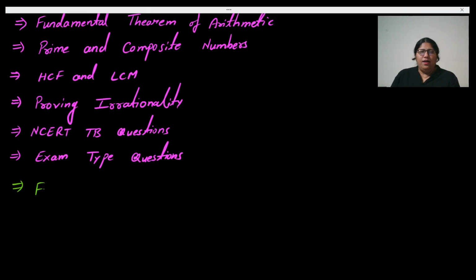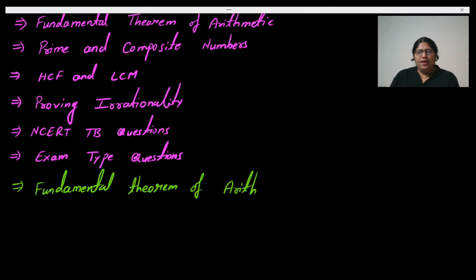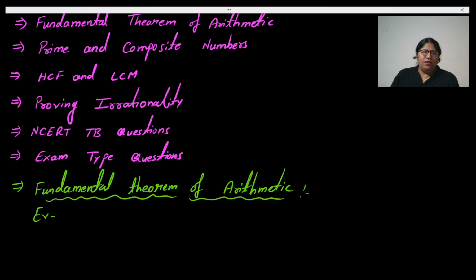What is the first part here? This is the fundamental theorem of arithmetic. What does this state? That every composite number can be written as the product of prime numbers, right? So what is the fundamental theorem of arithmetic?